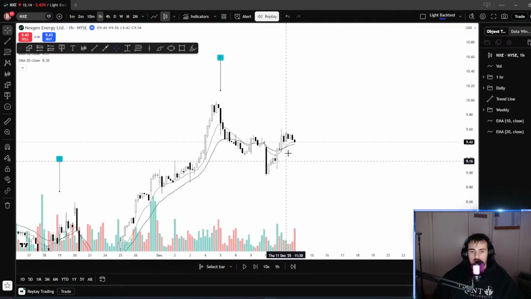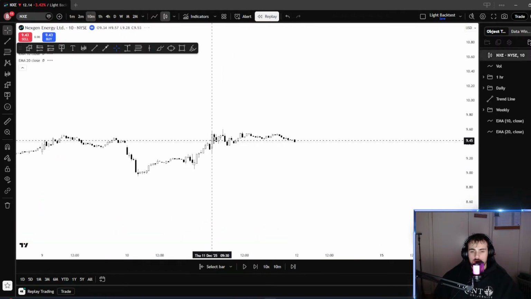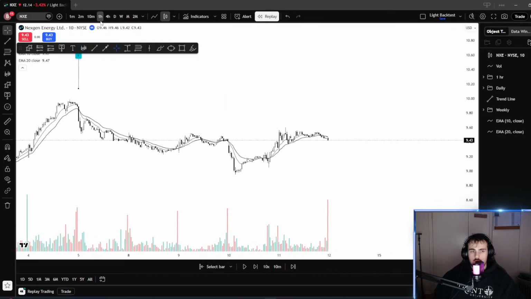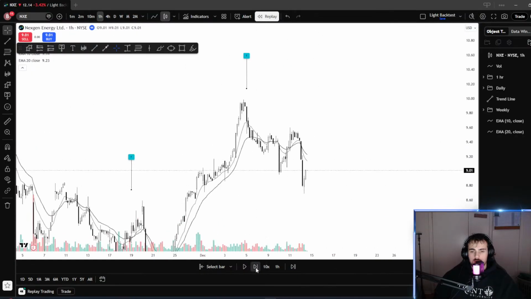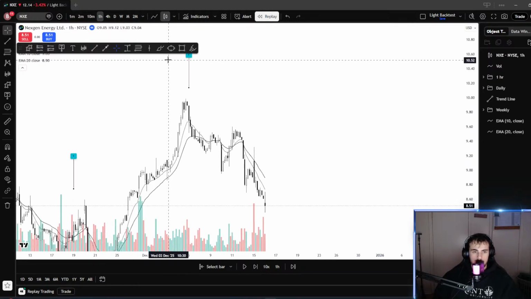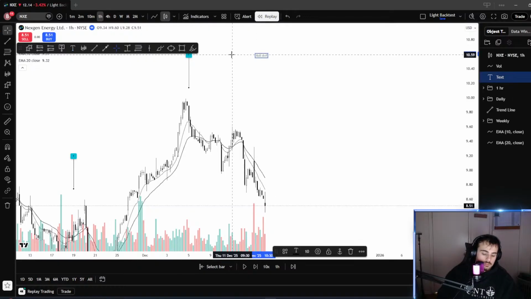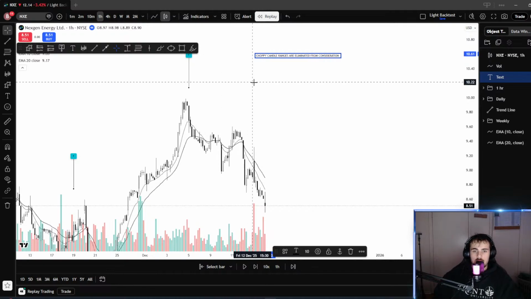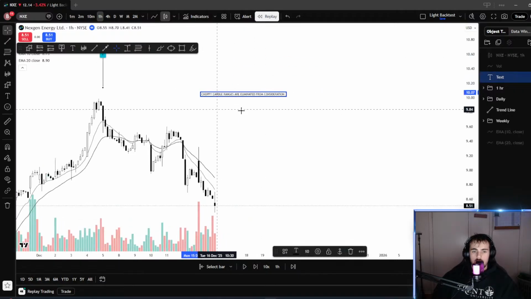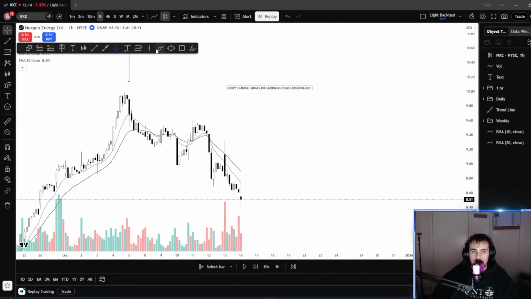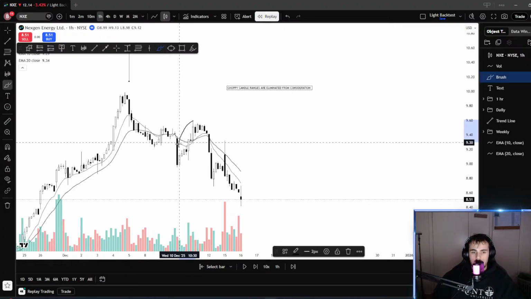Like this, I don't like this. Chop. I need to write that down. Choppy candlestick ranges are eliminated from consideration. This is a rule I've started kind of obeying lately. And you see it in this range here.